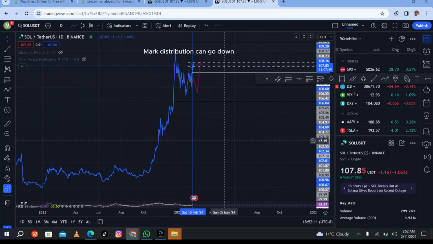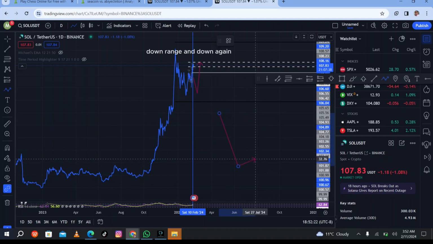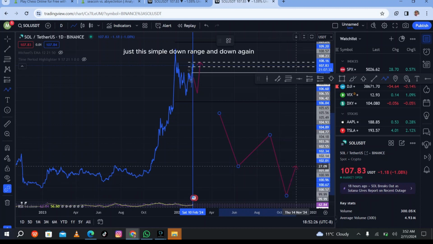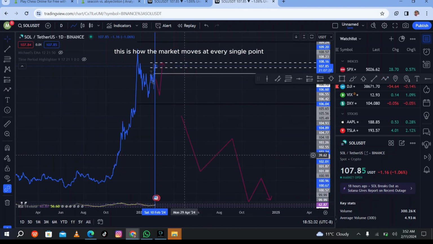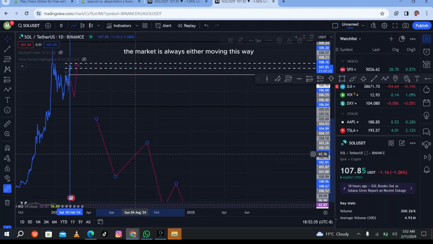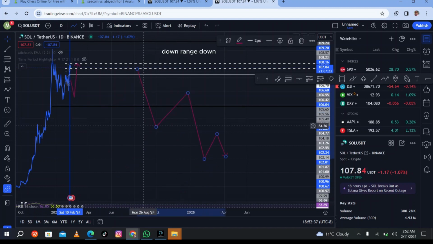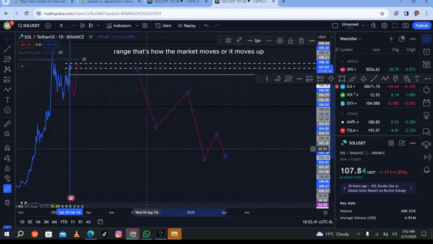Distribution, you can go down, range, down again. Let me draw it here. You can go down, range, and down again. Just this simple: down, range, and down again. This is how the market moves at every single point. The market is always either moving this way, down, range, down, range. That's how the market moves.